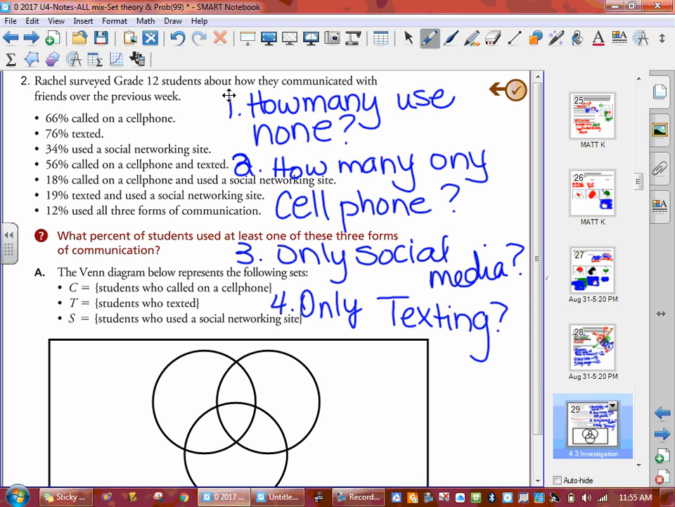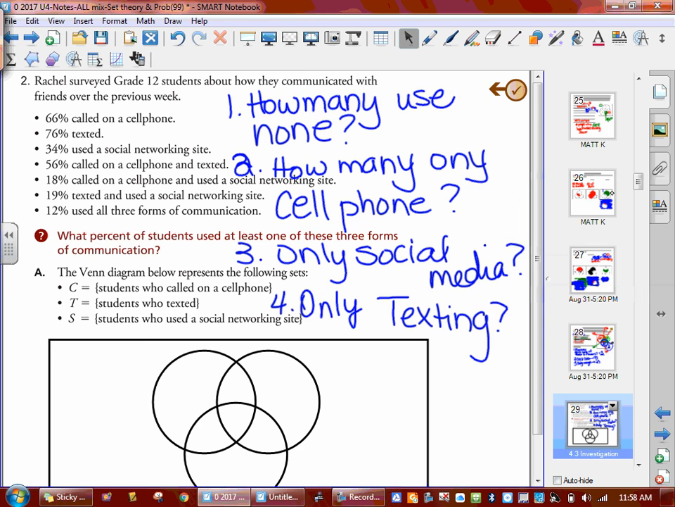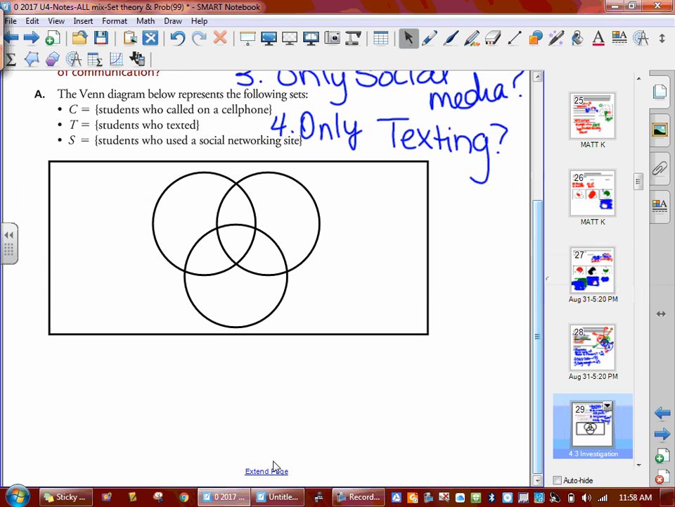Okay, you got a few minutes? Let's take a look at what's going on. So we've got cell phone, texting, and social media. Total for cell phone, you should have is 66. Social media should be 34. And texting should be 76. Then we find 12 for the middle.